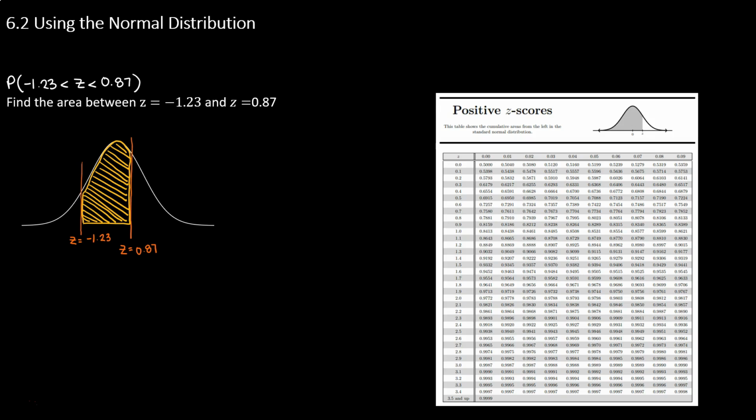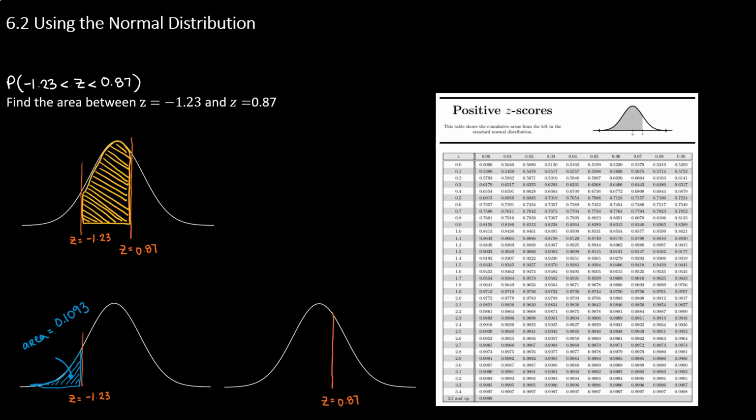Now this table does not give me area between z-scores, it only gives me area from the left. So I will find the area on the left side of each of those z-scores. We've already calculated the area left of z equals negative 1.23, so we're going to do the next one. Looking at the z-score of 0.87, I'm going to refer to my positive z-score table to find that area. The positive z-score table has basically the same layout as the negative z-score table, but notice that all of the z-values on the left column are positive.